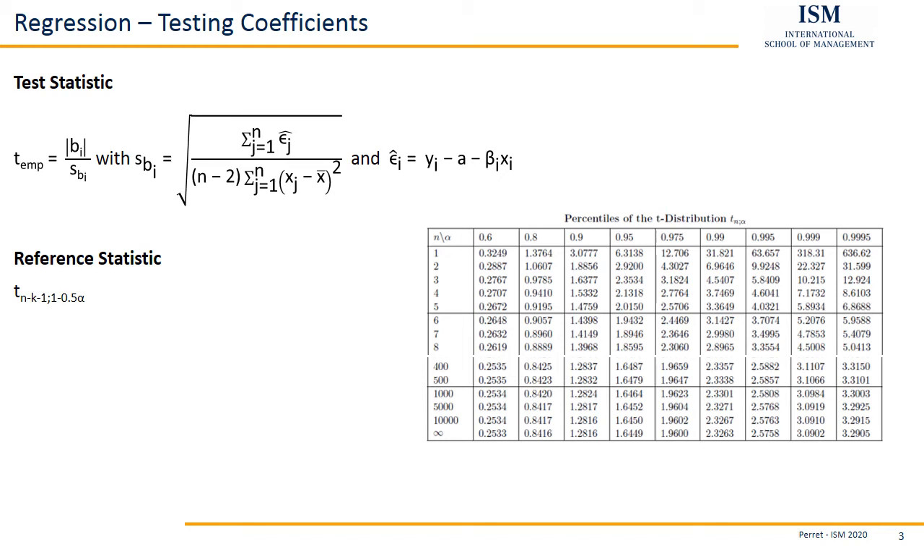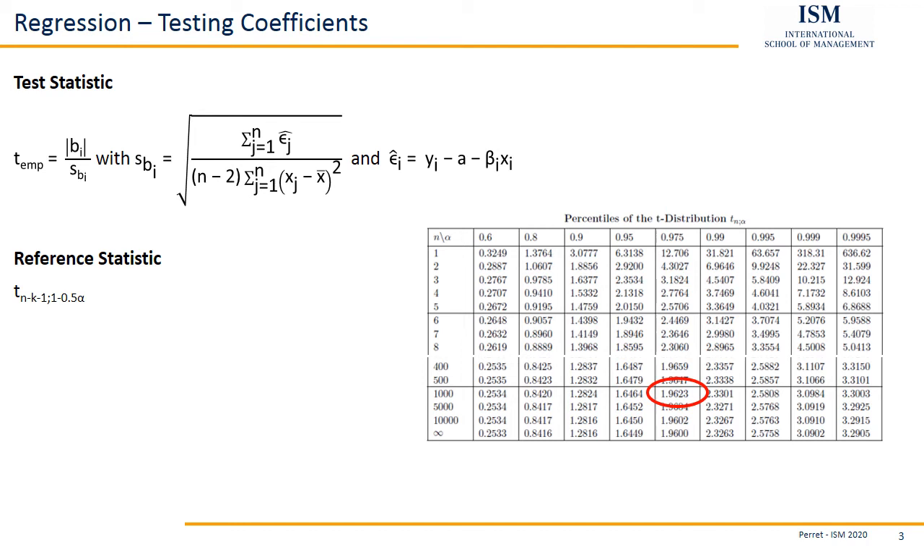So again, the rows give the degrees of freedom, the columns give the 1 minus 1/2 alpha. So for example, here this value, that's for 1000 degrees of freedom and an alpha of 5%, of 0.05. Okay, so much for test and reference statistic.